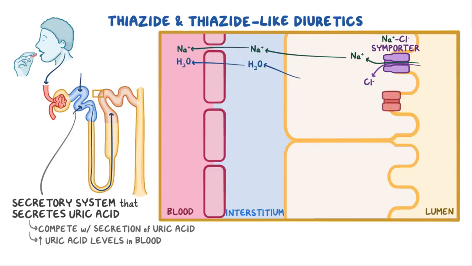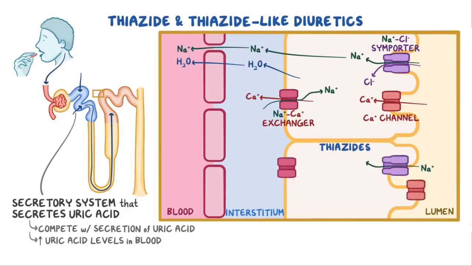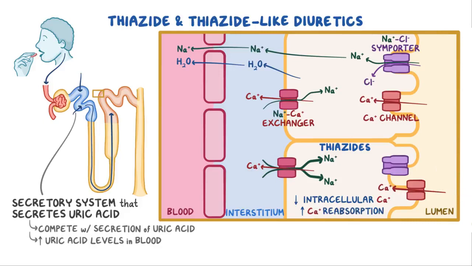This tiny cell also has a calcium channel on its luminal side, which allows calcium from the lumen to diffuse into the cell. Once in the cell, calcium is transported out into the interstitium through a sodium-calcium exchanger that pumps a sodium in and a calcium out. Now, since thiazides decrease sodium reabsorption, there's less sodium in the cell, so the sodium-calcium exchanger works overtime to pump more sodium in and more calcium out. The decrease in intracellular calcium, in turn, leads to more calcium reabsorption from the urine.